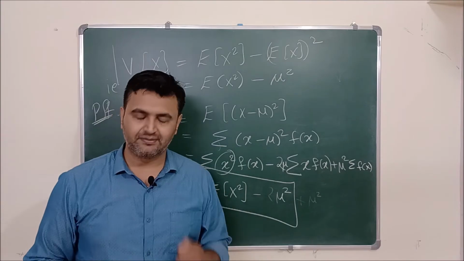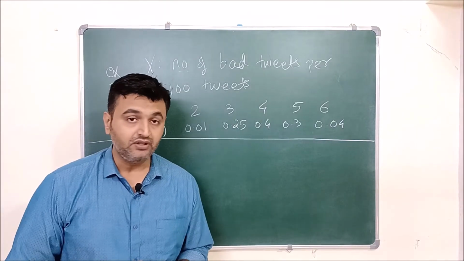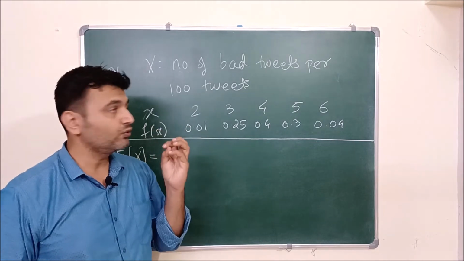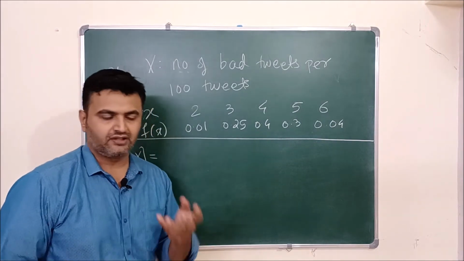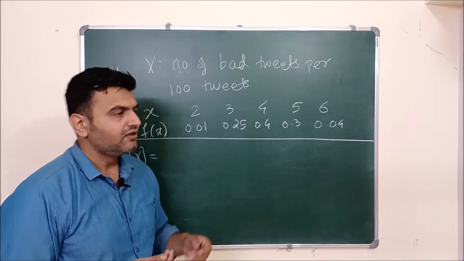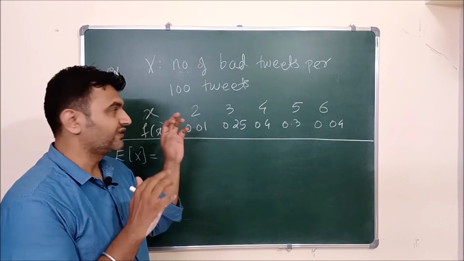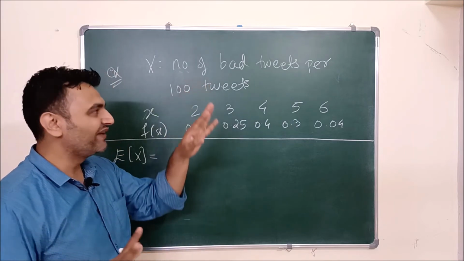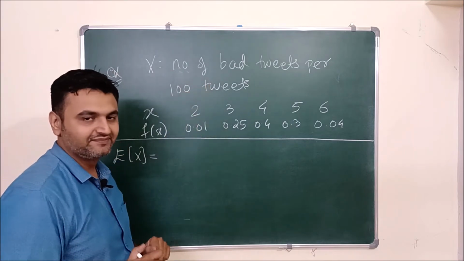Now let's jump to an example. So here is an example. X is the random variable which tells you the number of bad tweets. Now bad can be anything. For some, vulgarity is bad, for someone anti-nationality is bad, or whatever. So I am not categorizing bad. Okay, no politics. So number of bad tweets per 100 tweets.